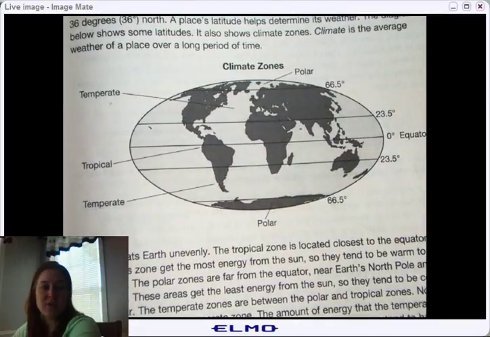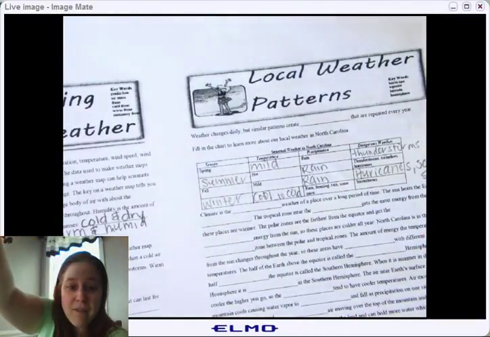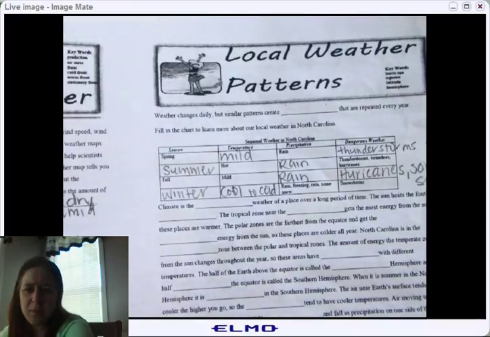Okay, so we should be able to answer the first one. Climate is the blank of a weather of a place over a long period of time.